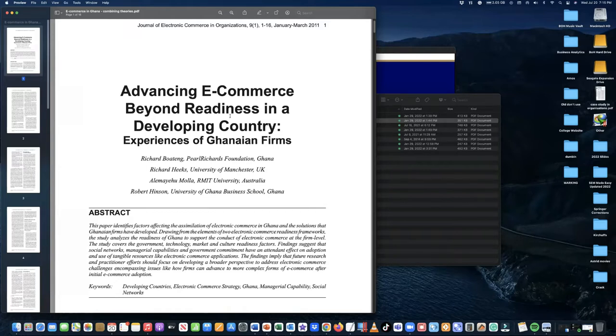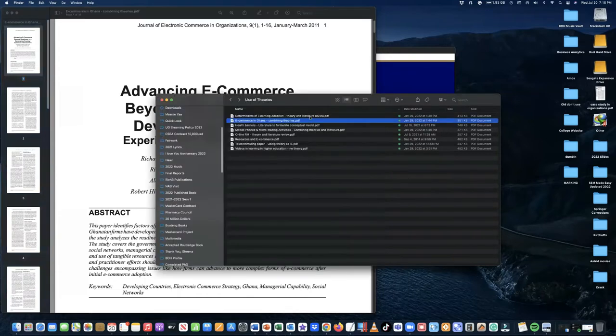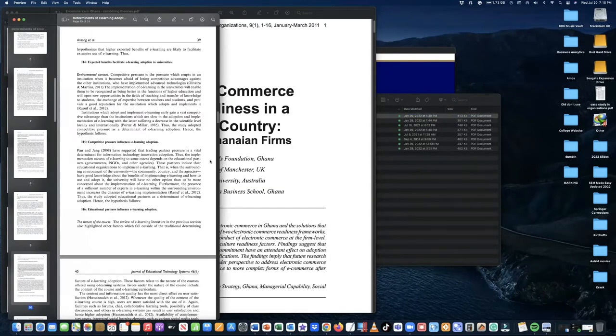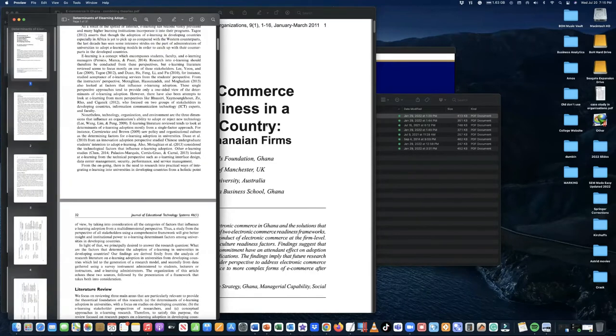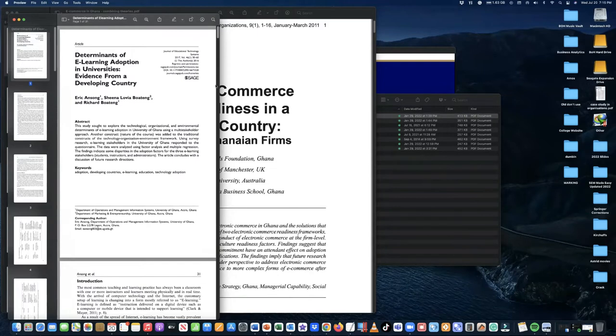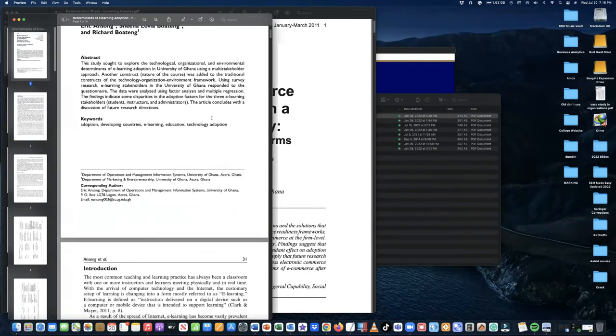The deployment process is called implementation. I didn't study implementation of the platform. You understand me? So look at the theory. Determinants of e-learning adoption in universities, evidence from a developing country.